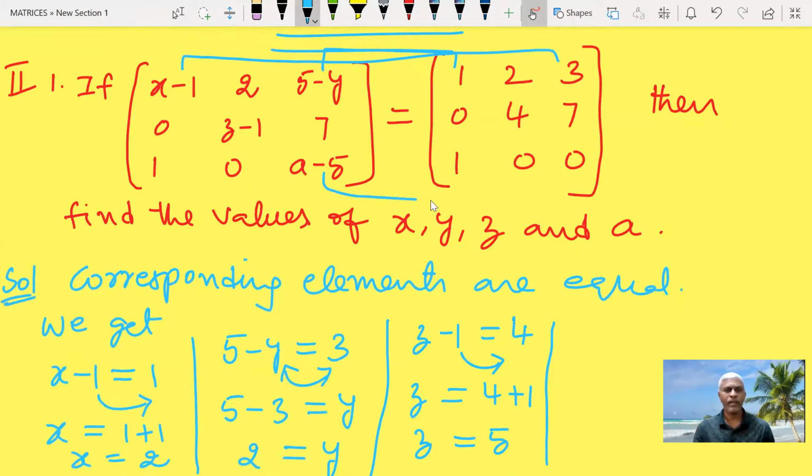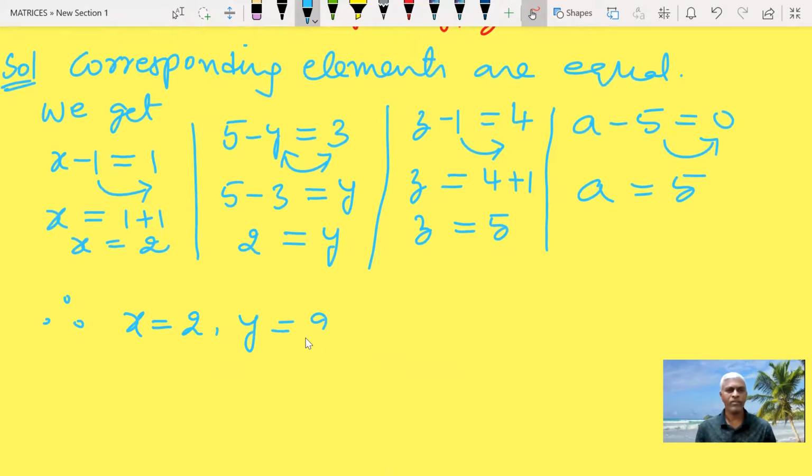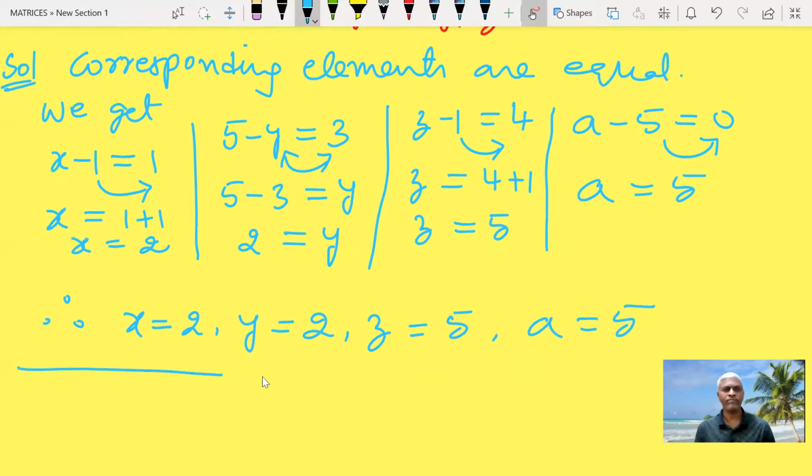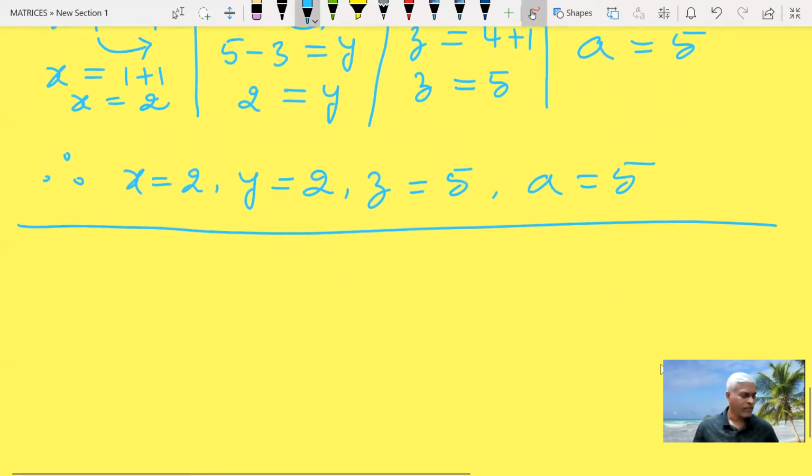Now a minus 5 is 0. A minus 5 is corresponding to 0. So a is equal to minus 5 becomes plus 5. So now the x value is 2, y is also 2, z is equal to 5, and the a value is also 5. Very simple. When two matrices are equal, then their corresponding elements are also equal.